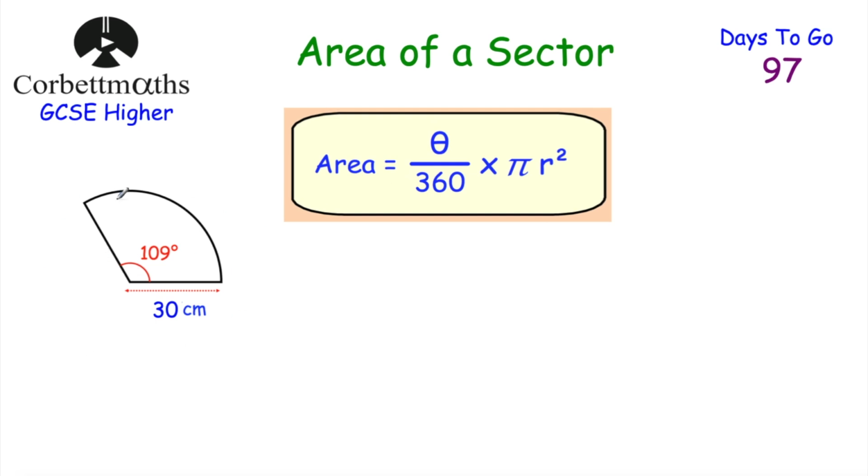In other words, the fraction of the circle, multiplied by pi r squared, that's the area of the sector. So you're doing the fraction of the area. You're going to do 109 360ths of the area of the whole circle. And that's the formula: β over 360 multiplied by pi r squared. Okay, so here's the sector.